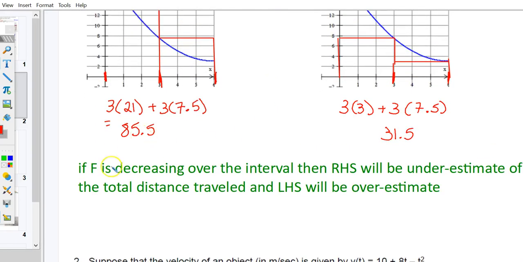Oh, okay. Here's a little summary. You can pause the video to write this down. This is what I was just saying about decreasing. If the function is decreasing, then the right-hand sum, the rectangles that have the right corner on the graph, will be an underestimate. The left-hand sum, when the left corner of the rectangle is on the graph, is an overestimate.